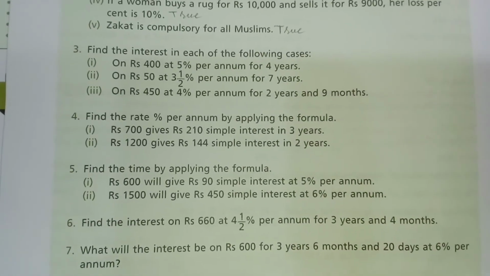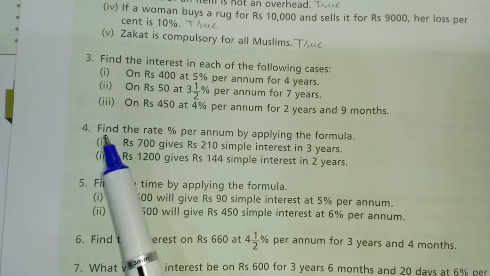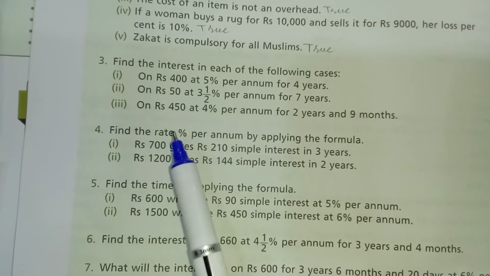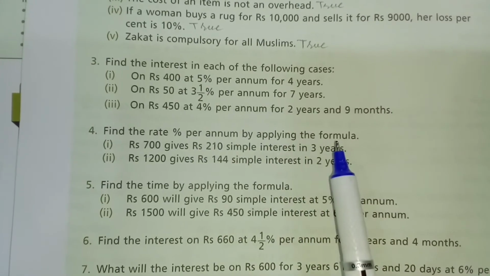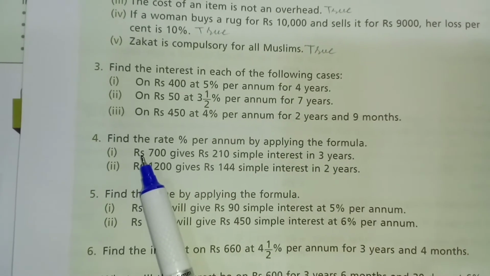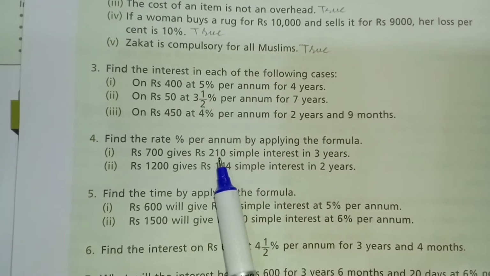Okay students, now we have to move to our next question, that is question number 4, and question number 4 consists of two parts. Find the rate % per annum by applying the formula. The first part is rupees 700 gives rupees 210.